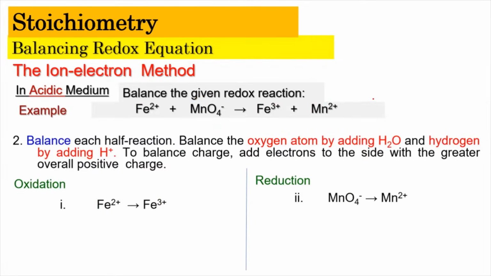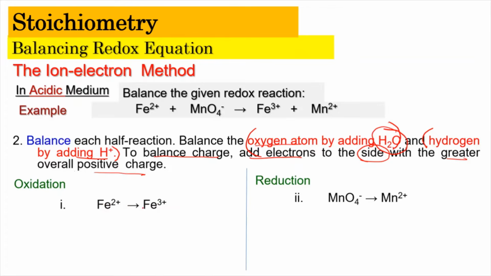Now we're going to go to balance. In order to balance the half reaction, if you don't have a balanced oxygen atom, you need to add H2O. This is statement number 1. If your hydrogen is unbalanced, you need to add H+. This is statement number 2. You also need to balance the charges. In order to do that, we need to add electrons to the side with a greater overall positive charge. To understand more about this, let us look into balancing. So these are the two separate half equations.